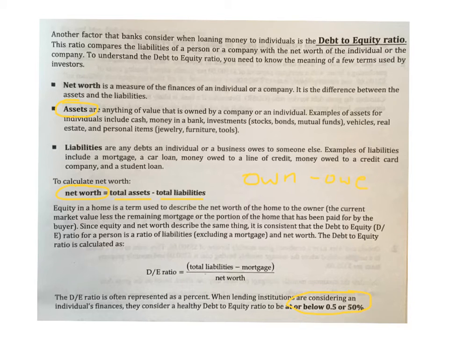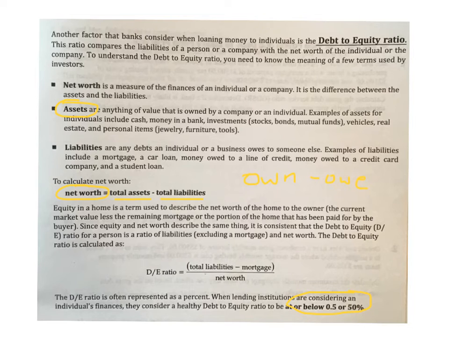So equity in a home is a term used to describe the net worth of the home, the current market value less the remaining mortgage, or the portion of the home that has been paid by the buyer. Since equity and net worth describe the same thing, it's consistent that the debt to equity ratio for a person is the ratio of liabilities without the mortgage and the net worth. So here's the calculation. You're taking the total liabilities minus the mortgage divided by a person's net worth. The debt to equity ratio is often represented as a percent, and then we're looking at, is the number below 50% or not for this.